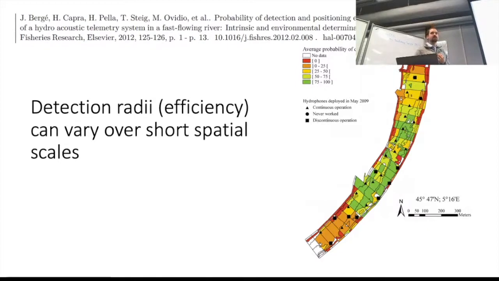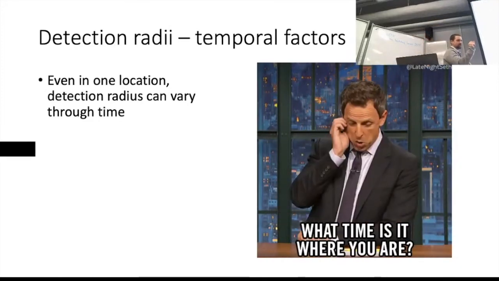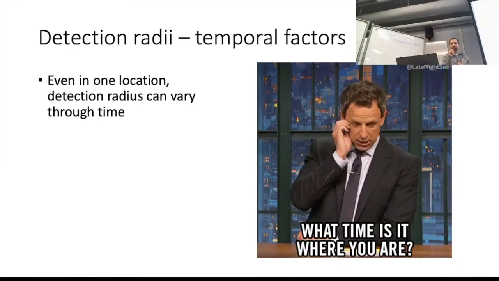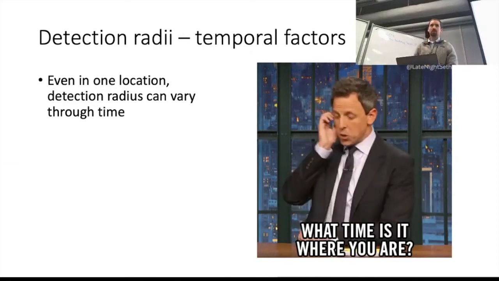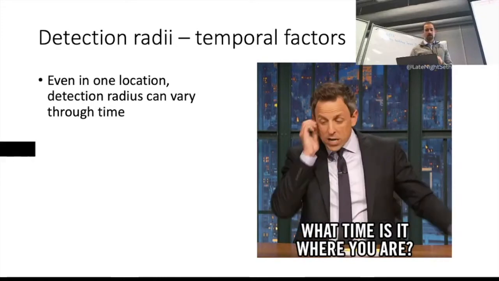Okay, so if this wasn't complicated enough, at least these are all factors that operate over space. And you can go out and figure out where the barriers are. You can think about where your critters are going to be using the habitats and try to maintain line of sight. But then also realize that detection efficiency is going to vary through time as well. So even in a given location, its detection radius is going to change through time. Okay? There are several well-published papers on this. I think Jake is going to touch on this as well.